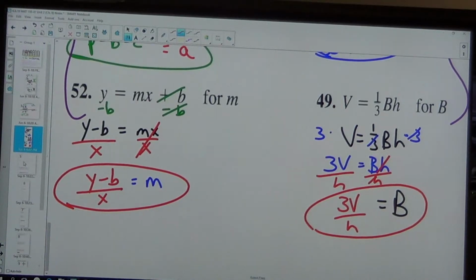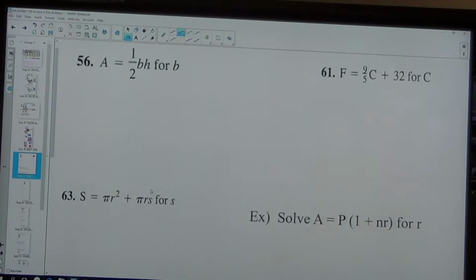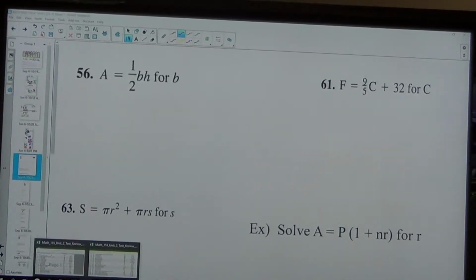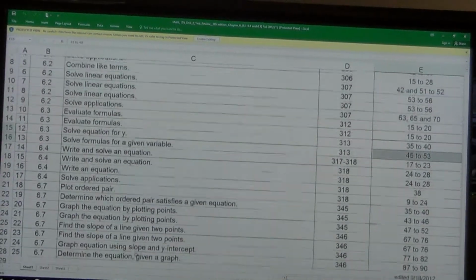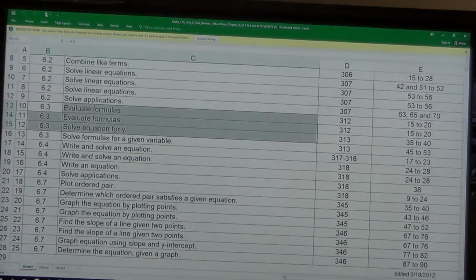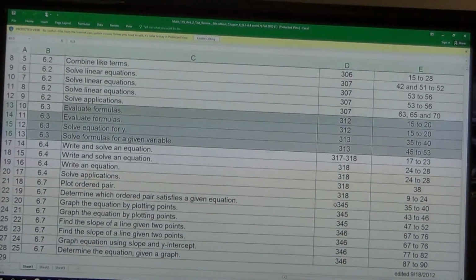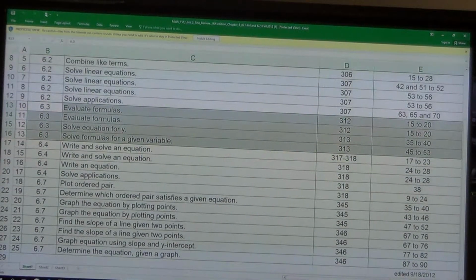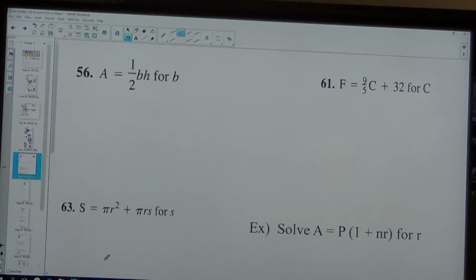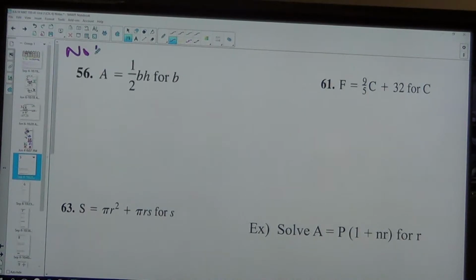Cool? All right, now we're doing 56 through 63. If I come over to my spreadsheet, 56 to 63. Do you see them in section 6.3? No, which means you have these in your homework, but you do not have these on the test. So I'm going to put not on test. They're in your homework, but they're not on your test.